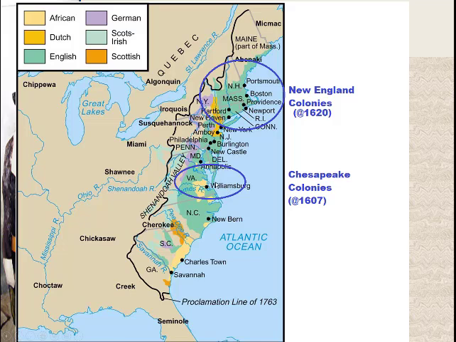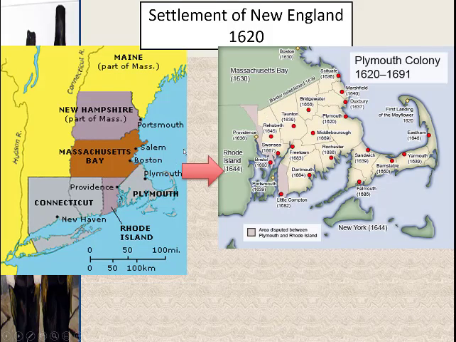So these are two different colonies: the Chesapeake colonies, just money and tobacco, and the New England colonies, which are religious colonies. Gives you a better idea. The settlement of New England, 1620.